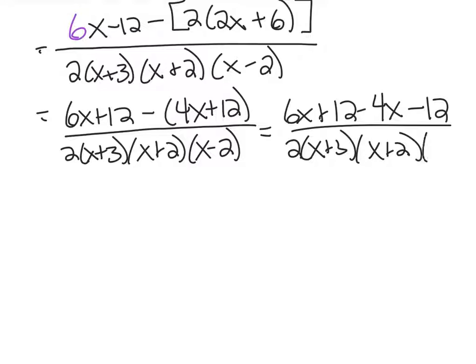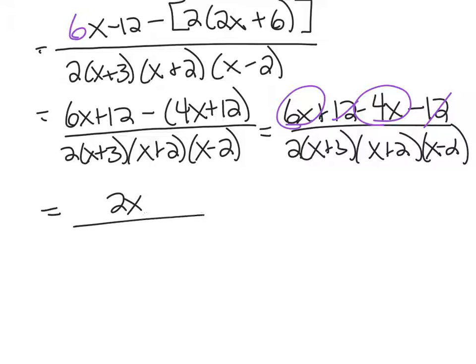x plus 2, x minus 2. Now if I combine like terms, this is kind of nice. Positive 12 and negative 12 cancel out. 6x minus 4x just gets me 2x on the top, and all of this on the bottom.